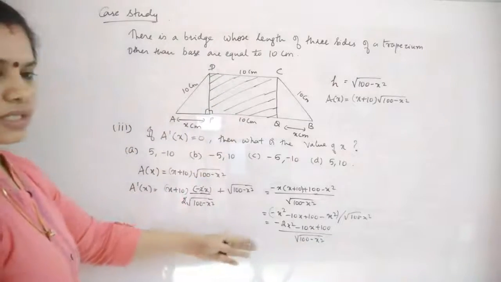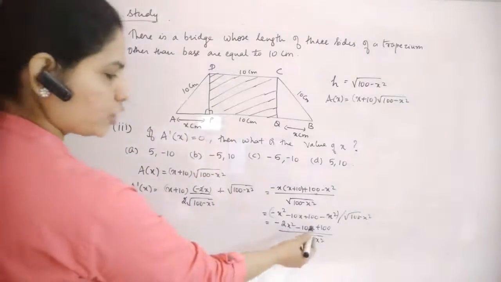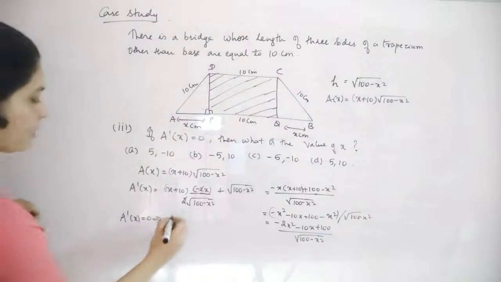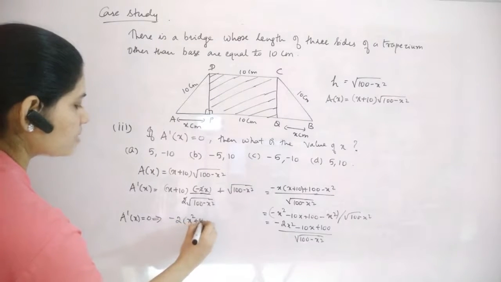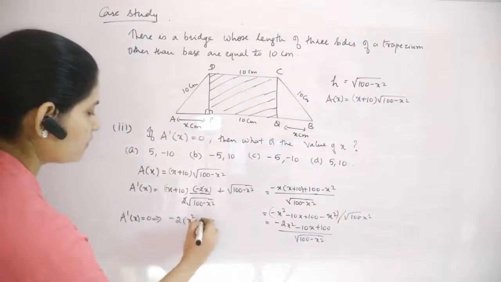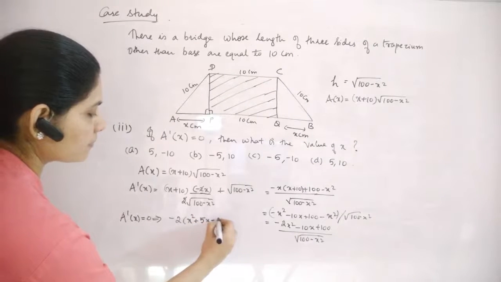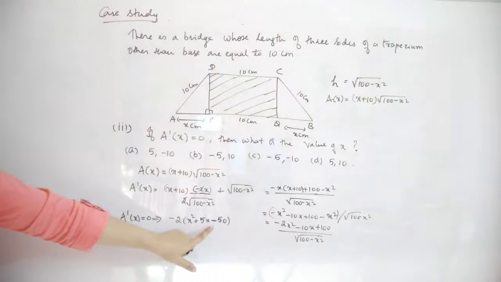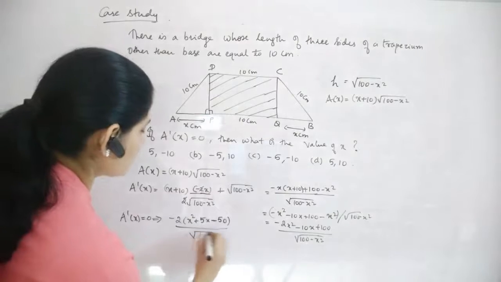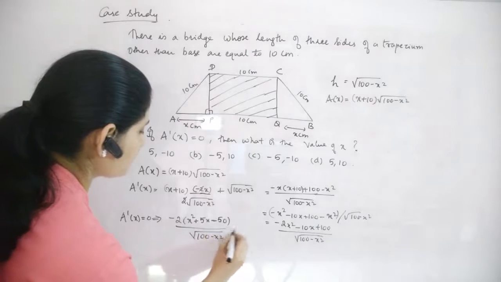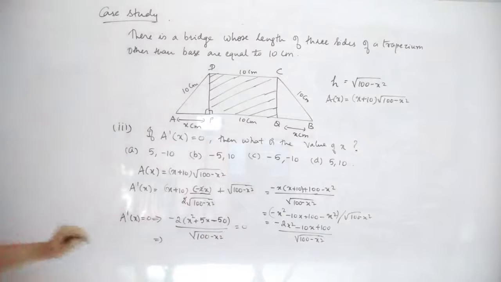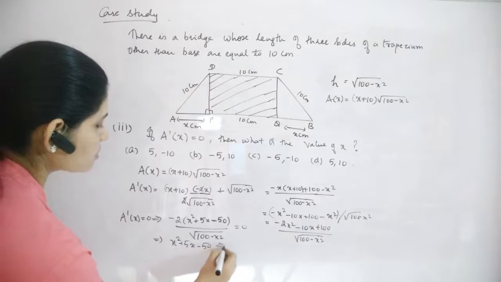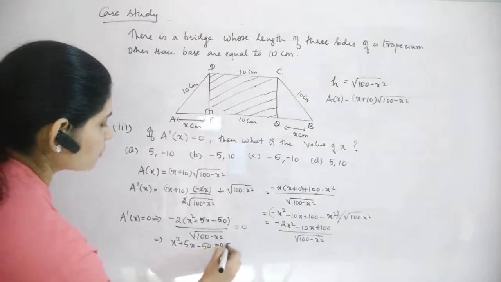Now again, since you are equating it to 0, you can just take the negative 2 in common. A'(x) equal to 0 will give you −2 into (x² + 5x − 50), divided by the root. Anyway, it will be equated to 0, so the denominator will go. x² + 5x − 50 equal to 0 will give you x.